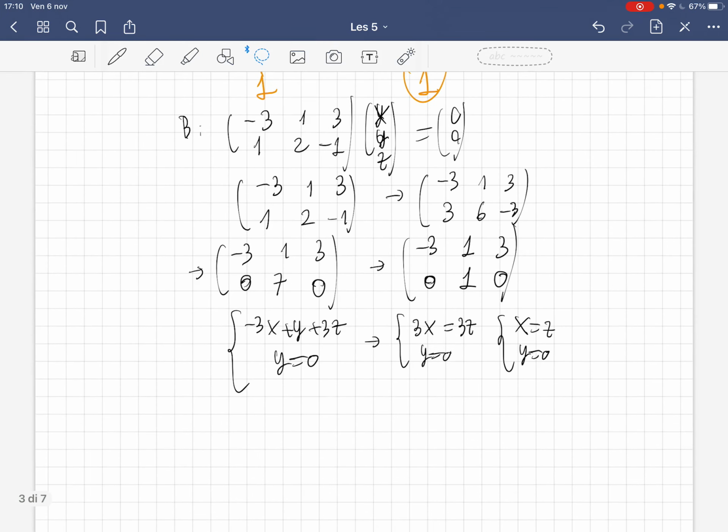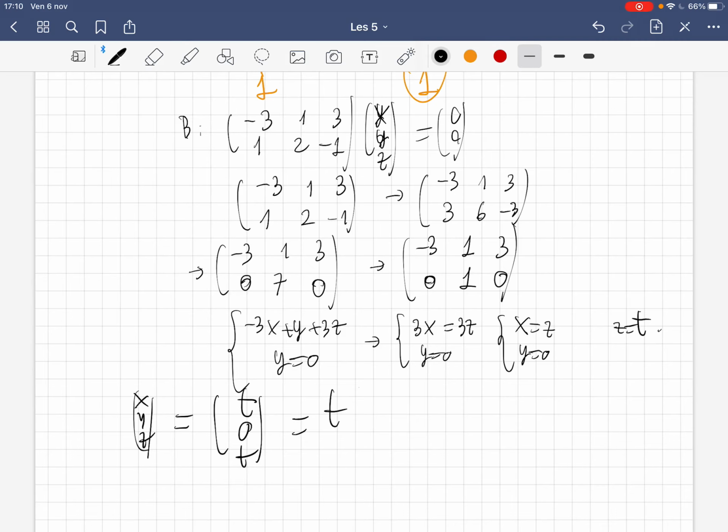Very good. So let's put z equal to t. Then what you have is that (x, y, z) is t times (1, 0, 1). Very good, and this is a basis of the kernel. This vector gives a basis of the kernel.